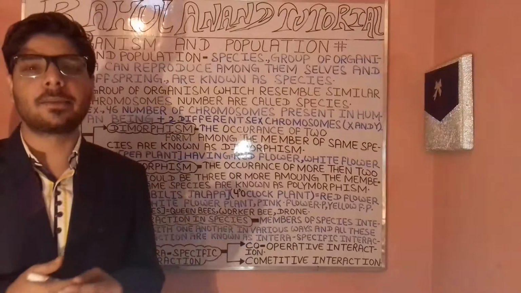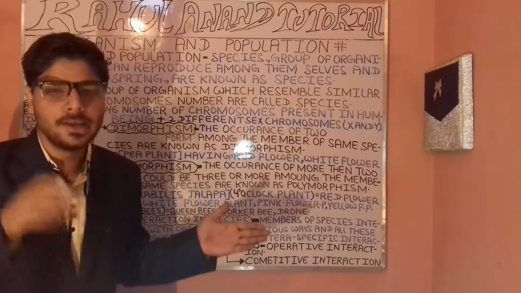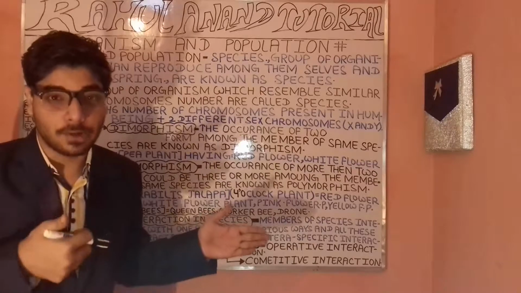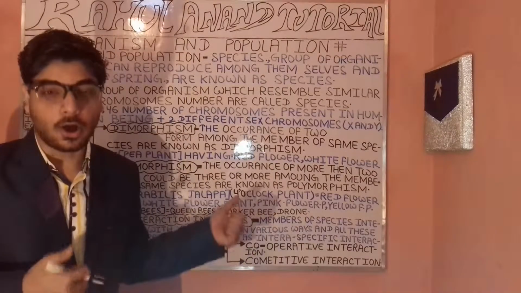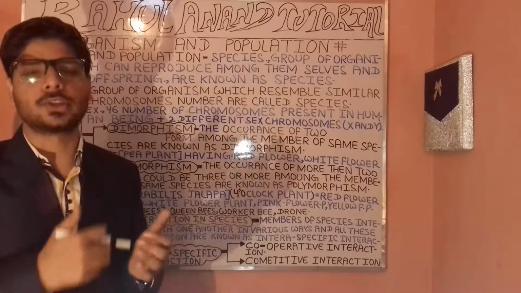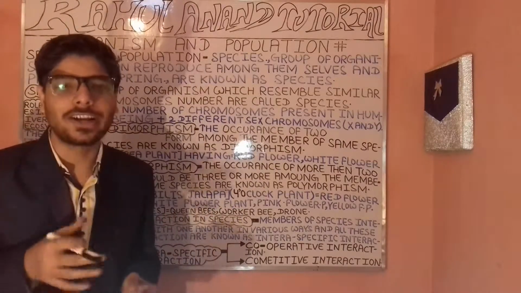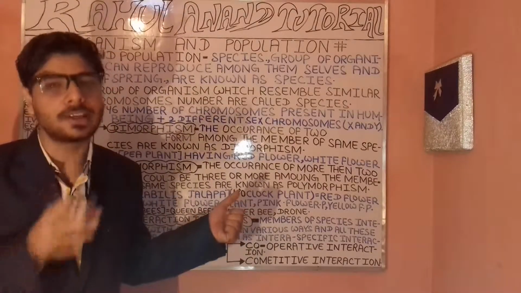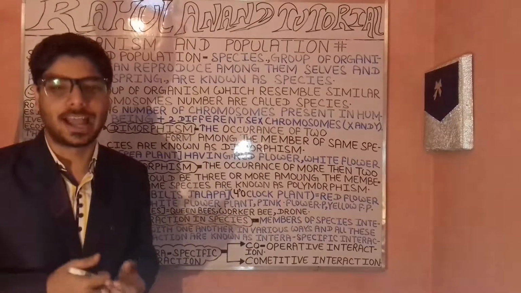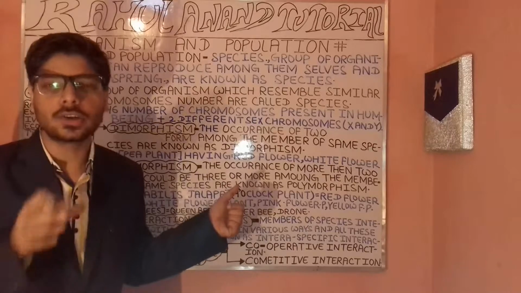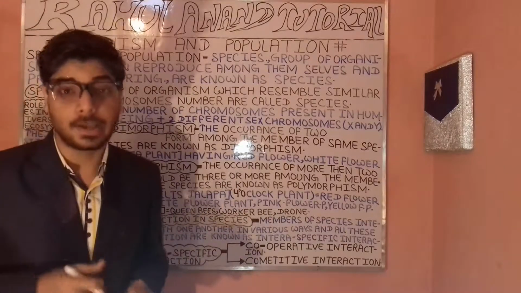Now let's understand dimorphism. When we talk about dimorphism, it is the occurrence of two forms belonging to the same species. This comes under the dimorphism case. When we talk about an example, you have a very good example.